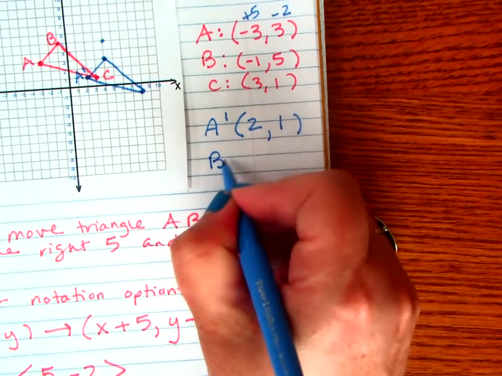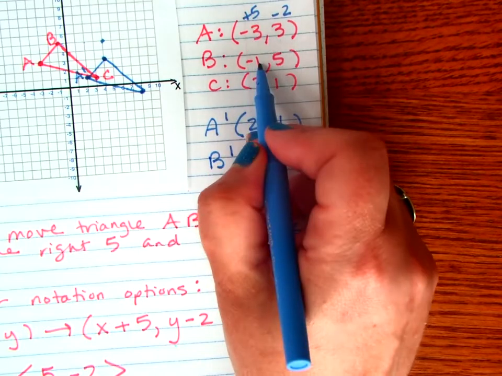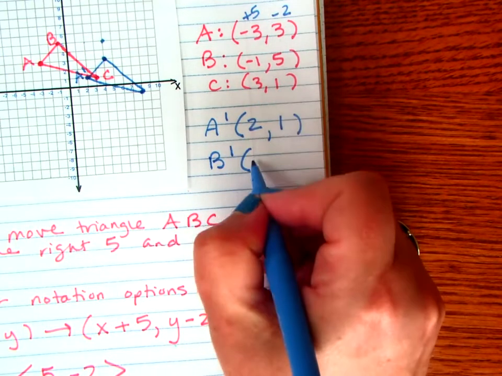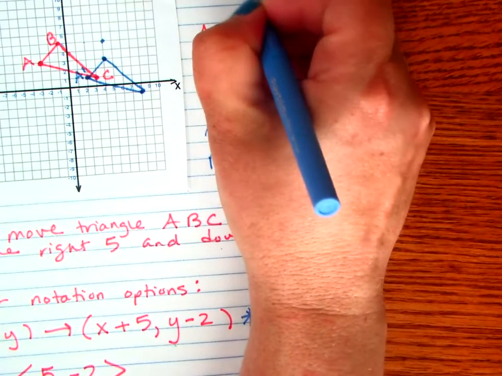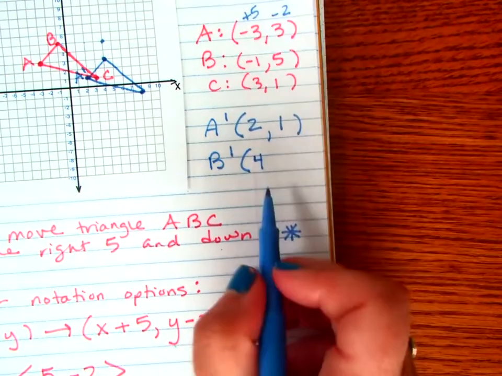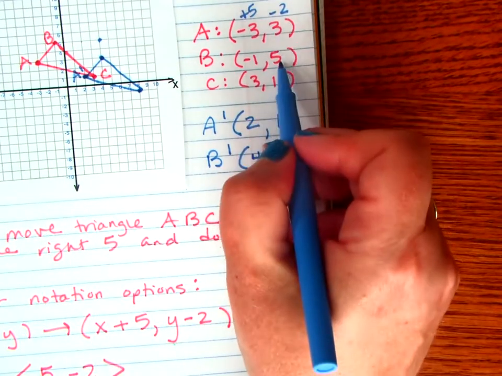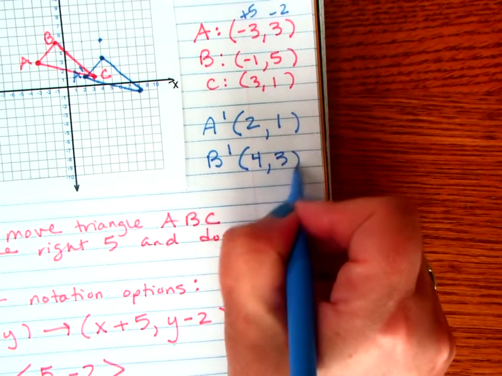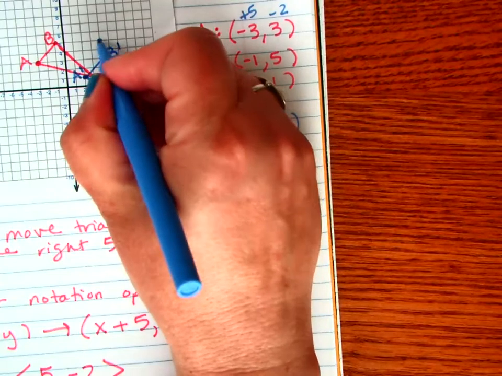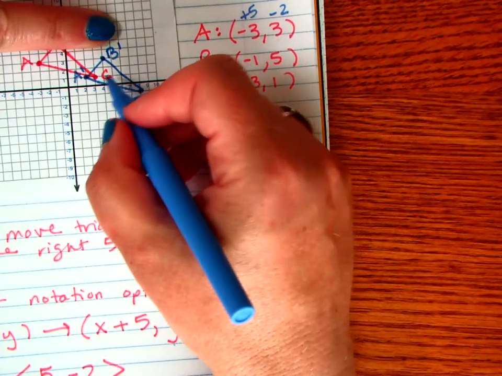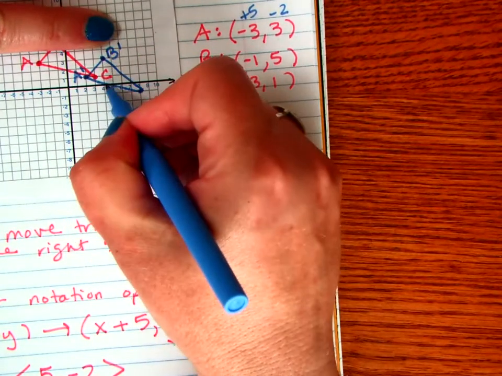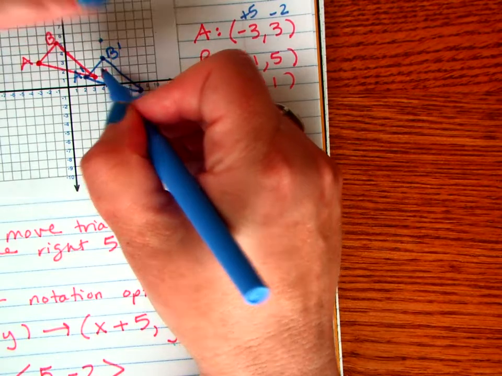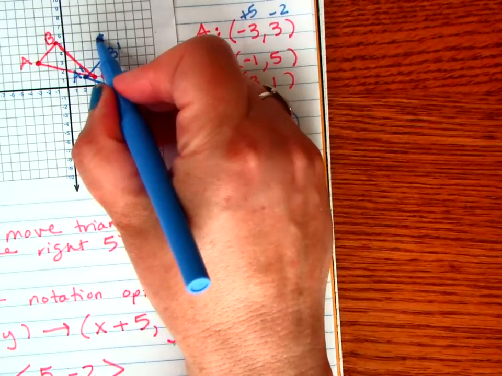Okay, so my B prime, if I add 5 to the 1, I should be at 4 in the X. Remember, this is an X, Y coordinate. And then if I subtract 2 from the 5, I should be at 3. And you'll notice B prime, if we ignore that spot that I was just moving over, is at 4, 3. Okay. Ignore that spot completely.